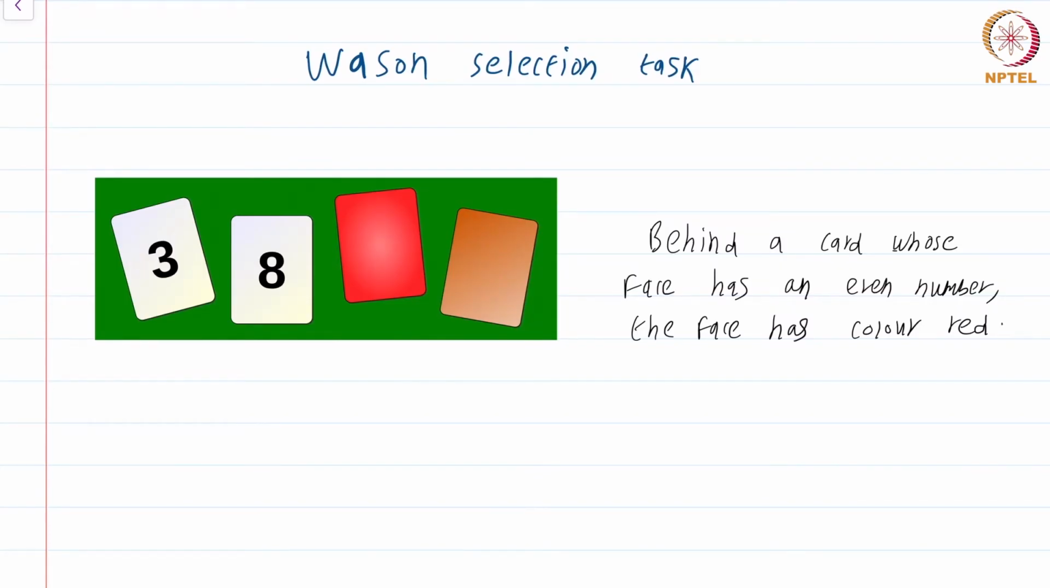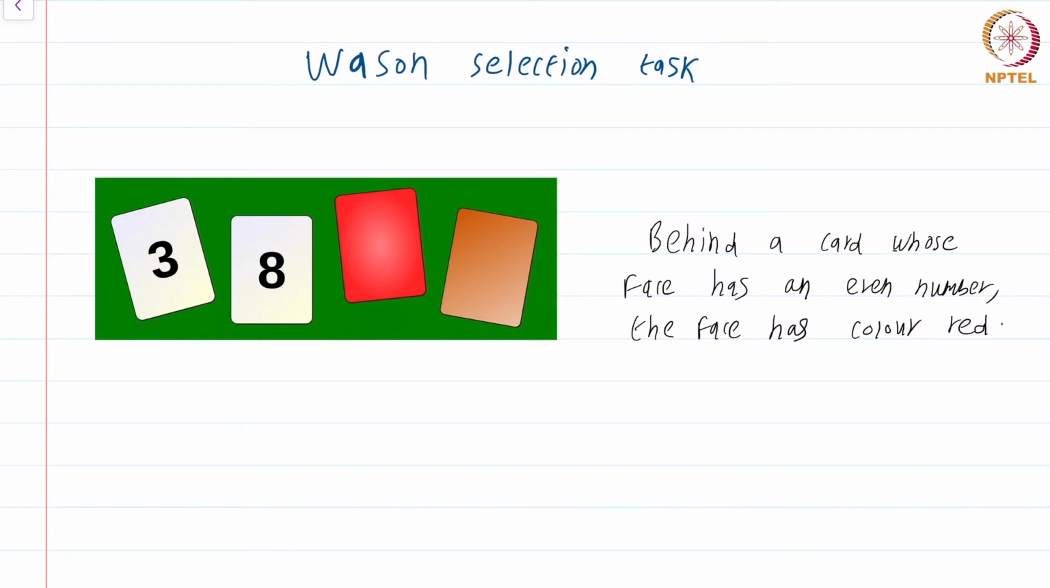Obviously, one easy way to check that is to flip over every single card. But you don't need to flip over every single card. What are the cards that you actually need to flip to check this proposition? I will pause for a while, think for a few minutes, and try to figure this out.